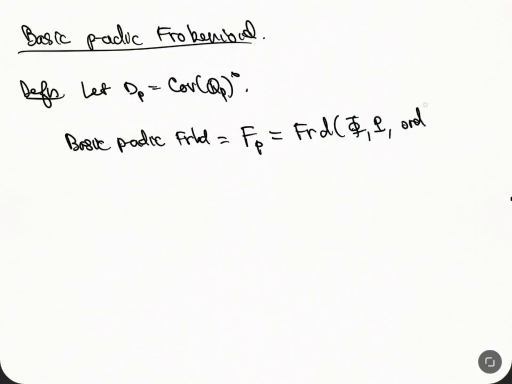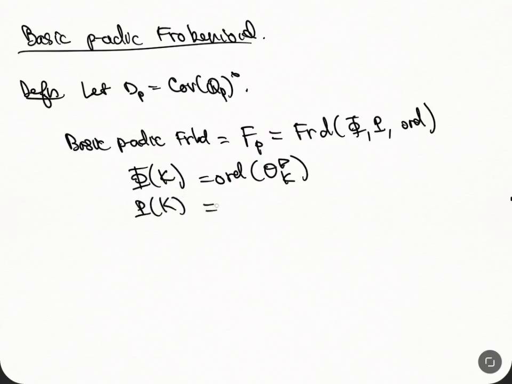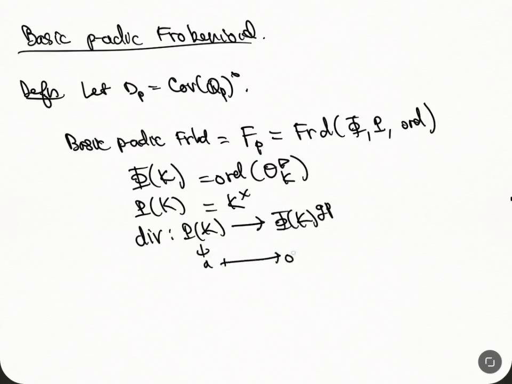the following choices. So for an extension K, this is just going to be the order of the monoid. The principal part is just going to be K, the units here, and the divisor map from P_K to the groupification here, okay. So this is going to be sending a to the order of a.